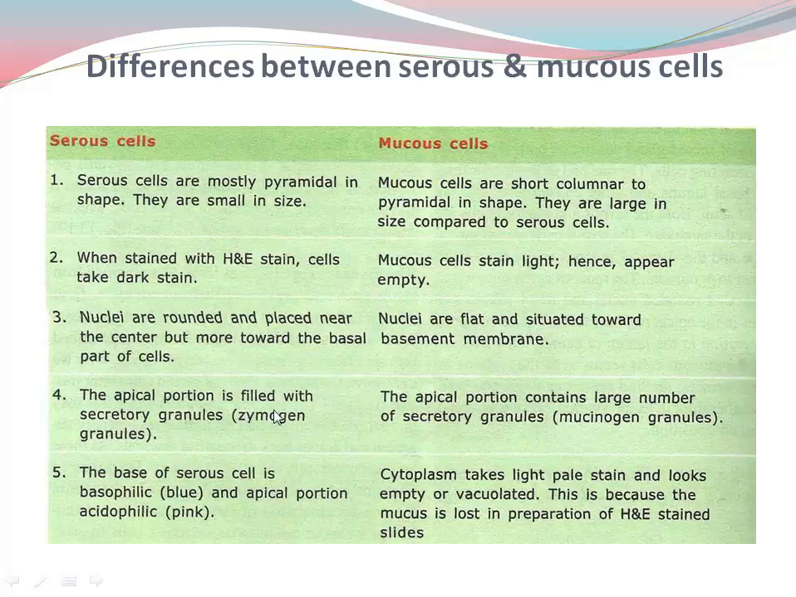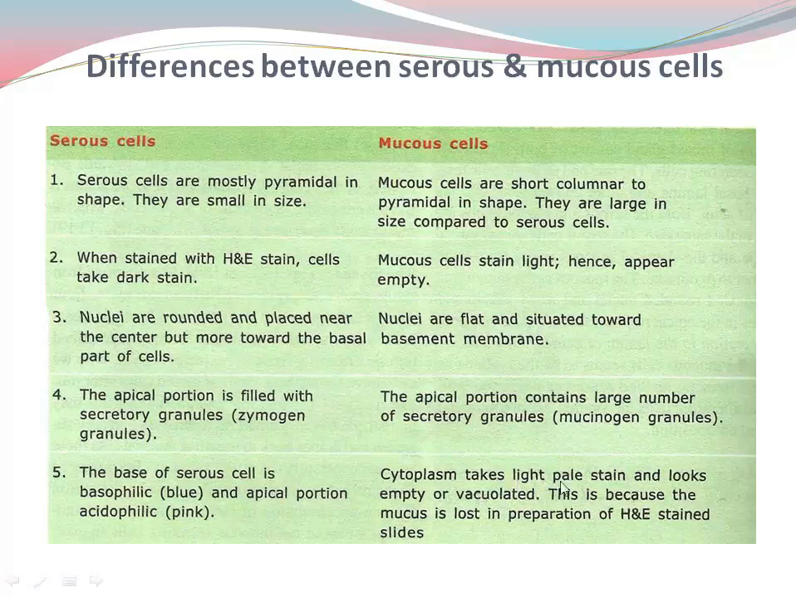Here the apical portion is filled with secretory granules, zymogen granules, since the serous secretion is packed into zymogen vesicles only. Here the apical portions contain a large number of secretory granules. Mucinogen granules are packed there. By using a specific stain, you can reveal the presence of zymogen or mucinogen granules. The base of serous cells is basophilic, blue in color, and the apical portion is acidophilic, that is pink in color.